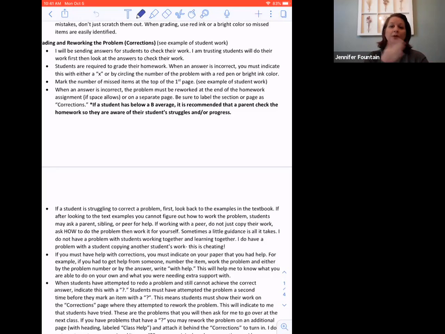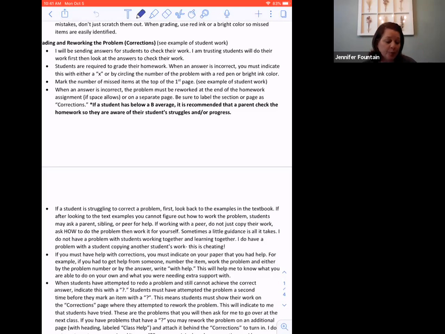So I know as I'm flipping through your pages and I see, oh, here's corrections. Oh, look, they wrote at the top of their paper, they missed 2, and here's 2 corrections, okay? Whereas if I see, oh, look, they put at the top of their paper, they missed 5, but I only see 2 corrections, then that's where I know that you didn't finish your work.